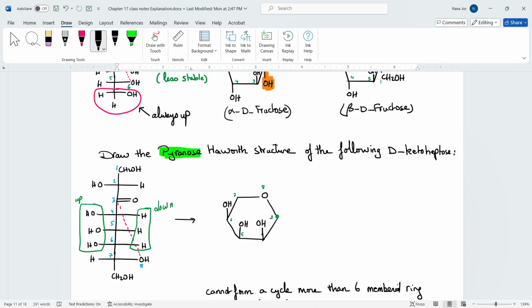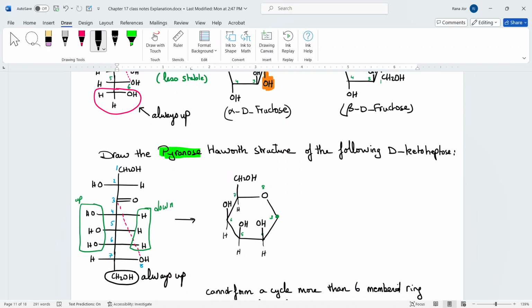Now on 7, what do I have? On 7, I do have the CH2OH, which is always going to be up. I will skip the hydrogen on 7. If you want to show it, you're going to show it down. If you want, you can show your hydrogens in there. It's not a big deal. It just makes the structure more complicated.